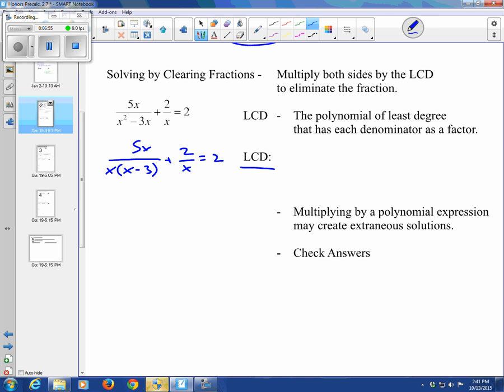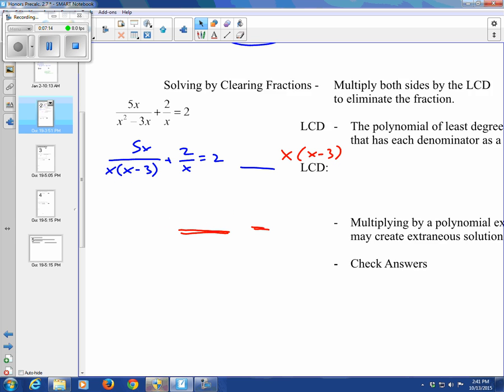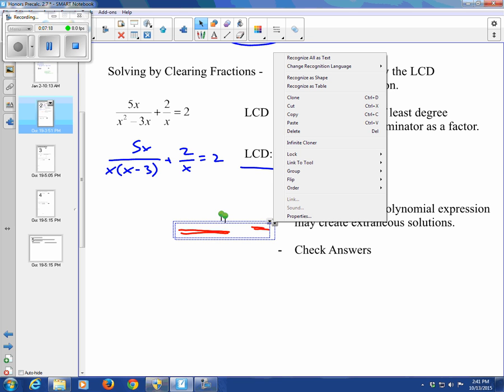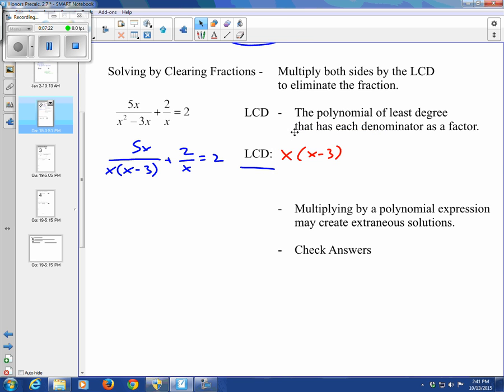Now my least common denominator is going to be the smallest polynomial that has x and x times x minus 3 as factors, and that would be x times x minus 3. This has x as a factor, and it has, obviously, x times x minus 3 as a factor. So we can go ahead and multiply by that least common denominator on both sides, and get rid of the denominators for our rational equation.